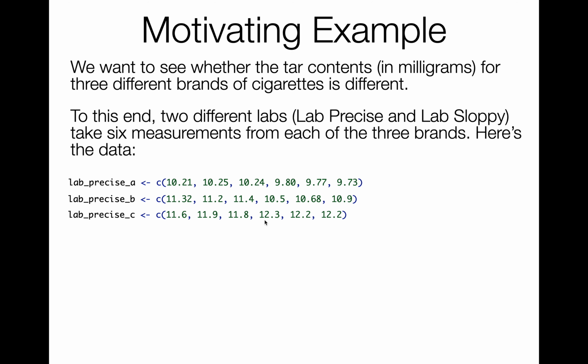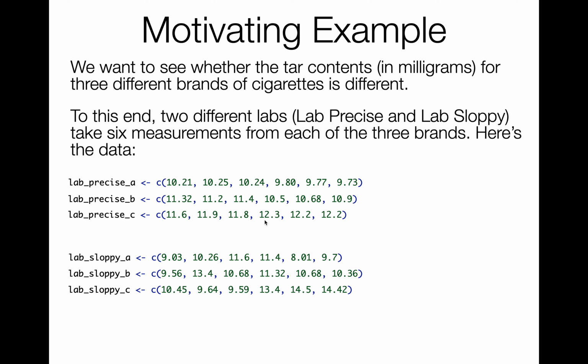You're going to see this in a different format than what we're used to. This is actually in another statistical software called R, which is what I use in my daily work. Here are the 6 measurements from that first lab, which we're going to call precise, and this is the better lab. Then we have the same measurements on the same sort of cigarettes for each of the 3 brands, A, B, and C.